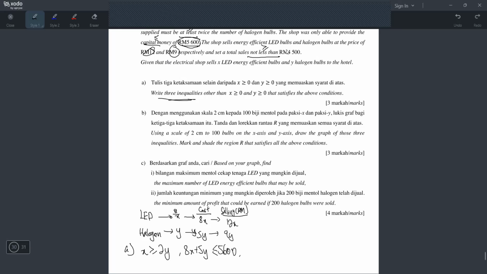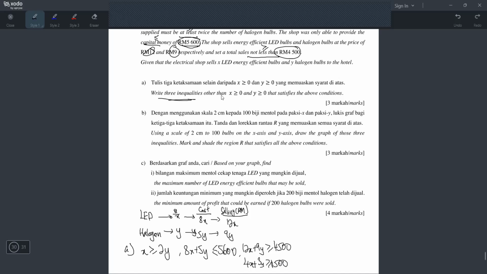And then what is the total sale? Not less than, so the symbol is bigger than or equal to. So it will be 12X plus 9Y bigger than or equal to 4500. And we can simplify. Everything can be divided by 3. 12 divided by 3 is 4x. 9 divided by 3 is 3Y. 4500 divided by 3 is 1,500. Okay, and now we finish A.